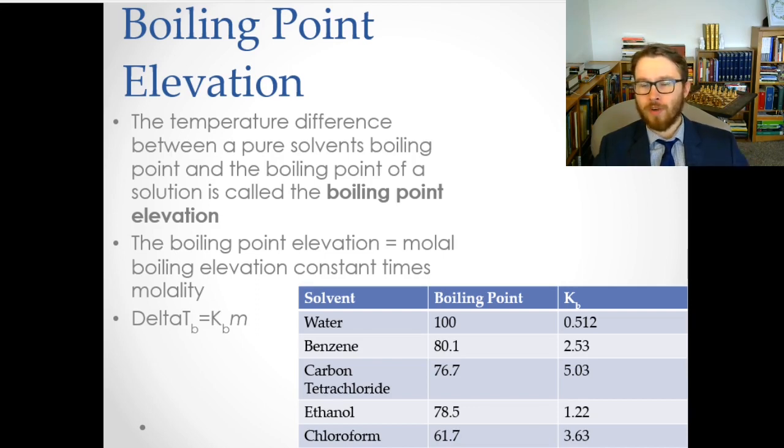And there's an equation for how to calculate it. The change in temperature is the boiling constant times the molality of the stuff you add. But basically this: pure water, 100 degrees Celsius, 212 Fahrenheit, that's what it boils at.